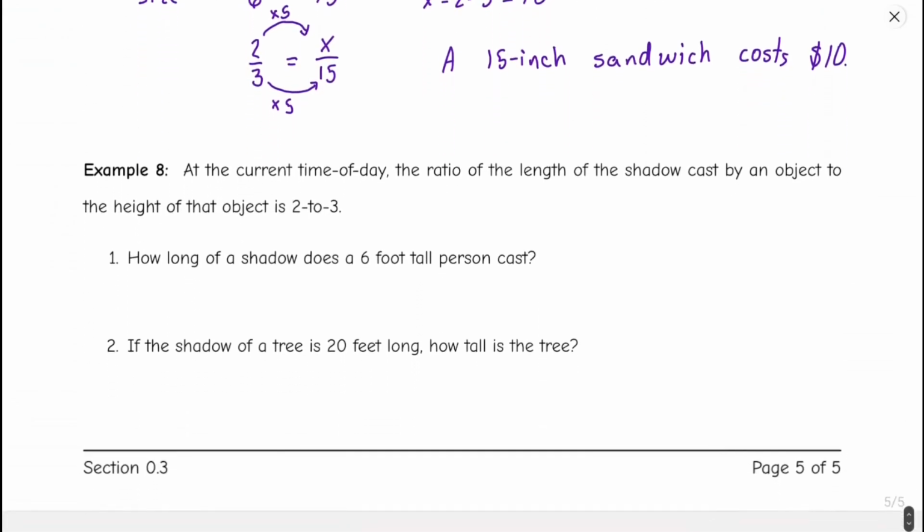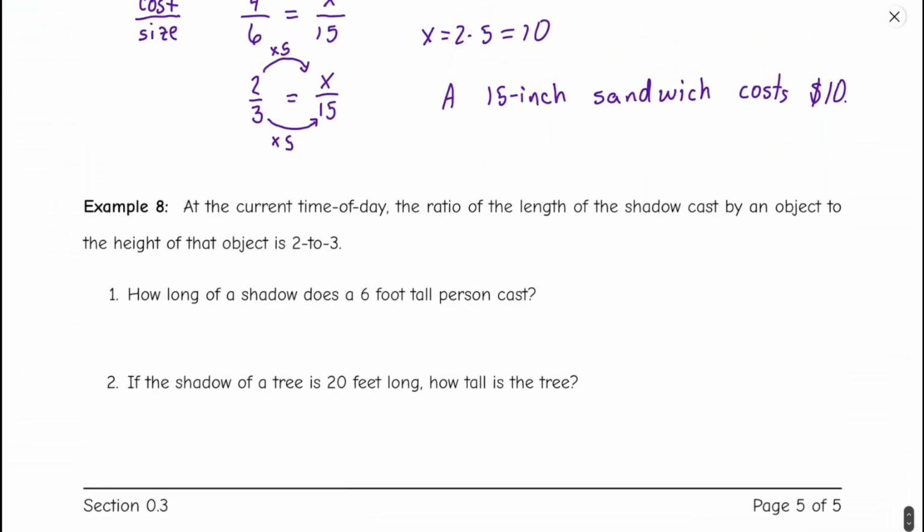And then the last example for this section is example 8. At the current time of day, the ratio of the length of the shadow cast by an object to the height of that object is 2 to 3. How long of a shadow does a 6-foot tall person cast? So here the ratio is the length of the shadow to the height of the object. That tells me which goes on top and which goes on the bottom. So it's 2 over 3.